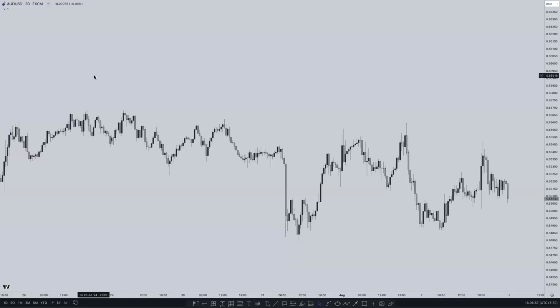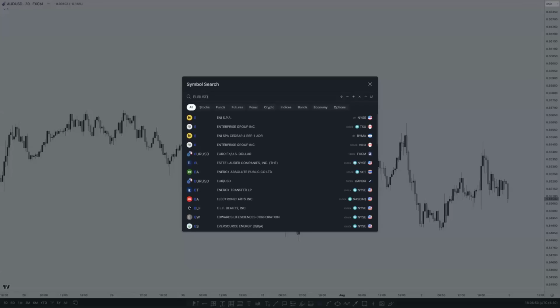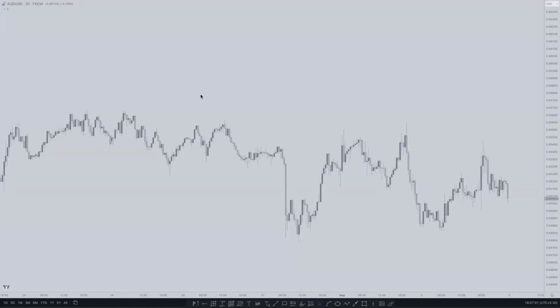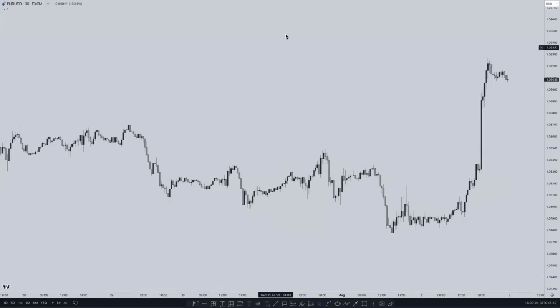Okay, so we are going to start with the Euro USD pair, which is the most tradable pair. After that, I will do the others: gold, Bitcoin and Bank Nifty.